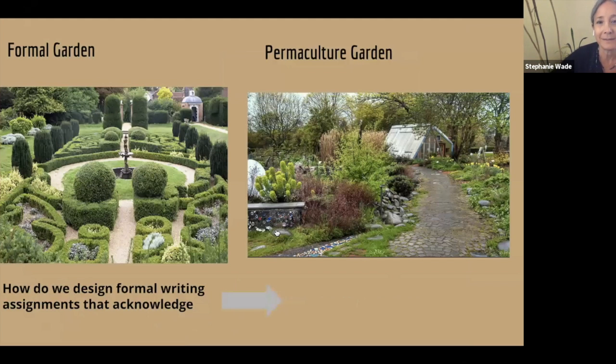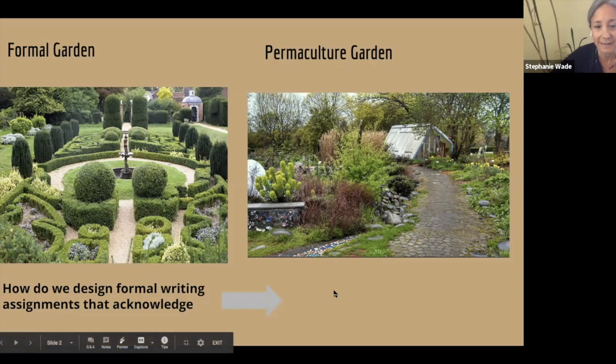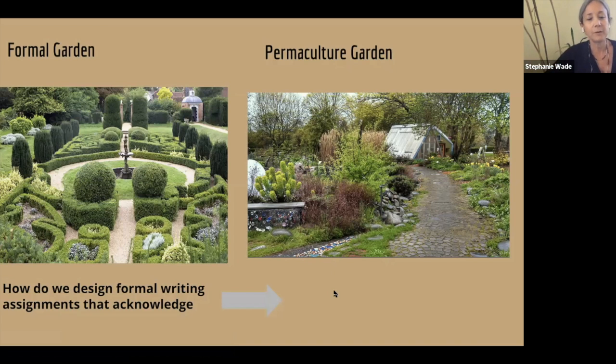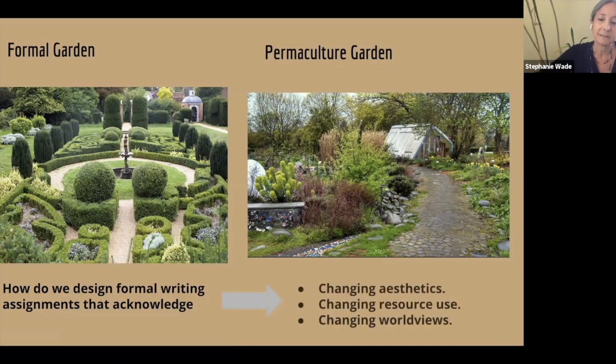As we think about this, I want us to think about assignment design from the perspective of the difference between formal garden design and permaculture garden design. I want us to consider the question of how we design formal writing assignments in ways that acknowledge changing aesthetics, changing resources, and changing worldviews. There are many, many right answers to the question I am about to propose, so please feel comfortable answering how you feel. But I'd like us to talk for just a minute about our response to these two pictures of gardens.